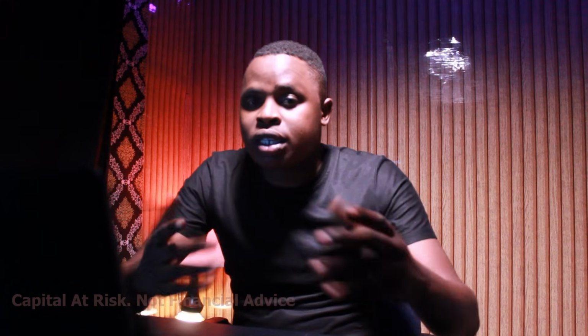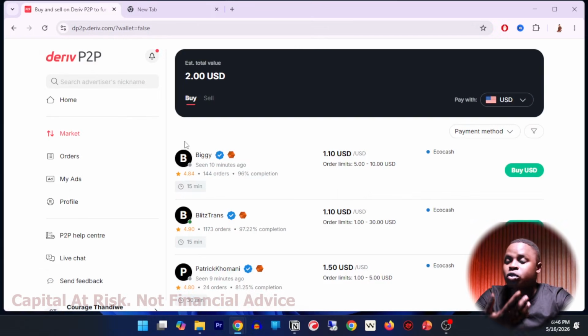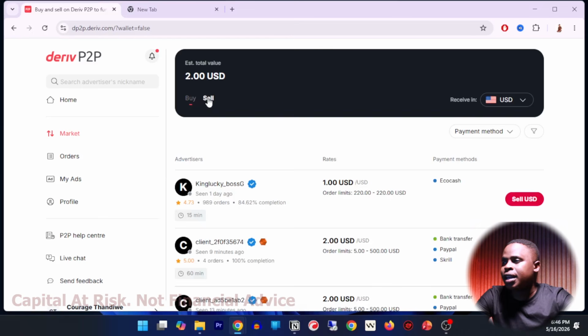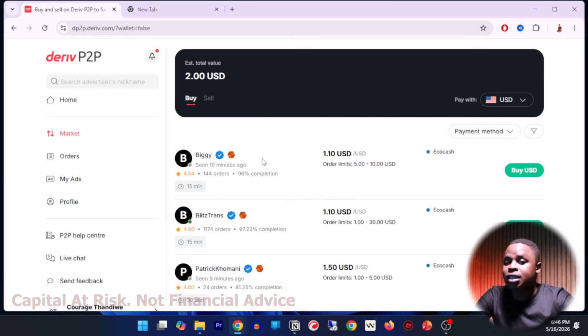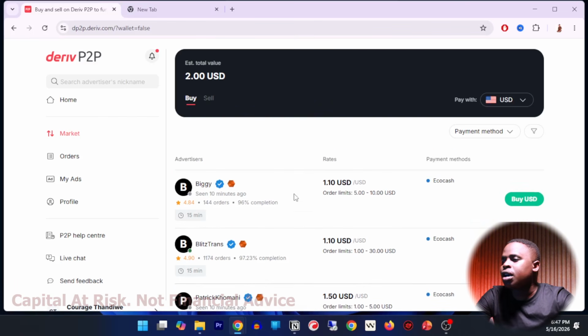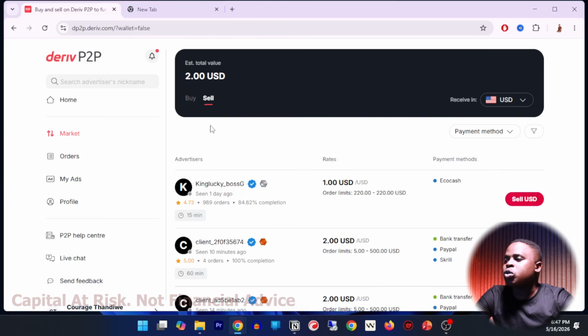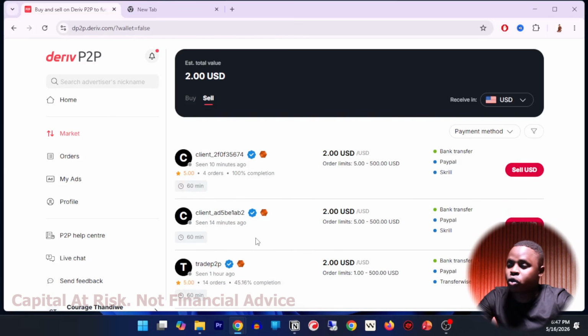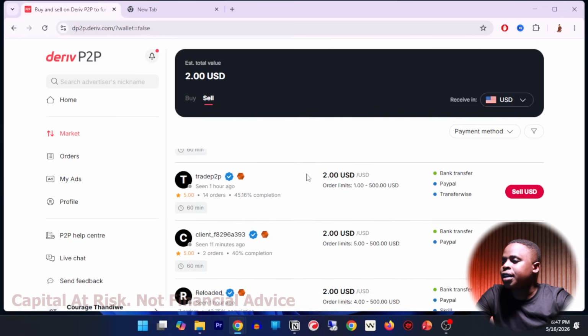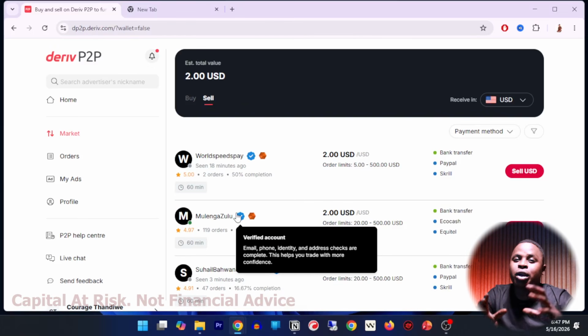So let me show you what the Deriv P2P platform looks like. Right here, we have the Deriv P2P platform. We have two sections right here: the buy and the sell. The buy section is for people who have created their ads and want to help people who want to deposit. So if you want to deposit, you can choose from these people right here. We also have the sell section. If you do have money in your own Deriv account and you want to withdraw it, you can just come here and find someone, and then you can exchange money from your account to them.